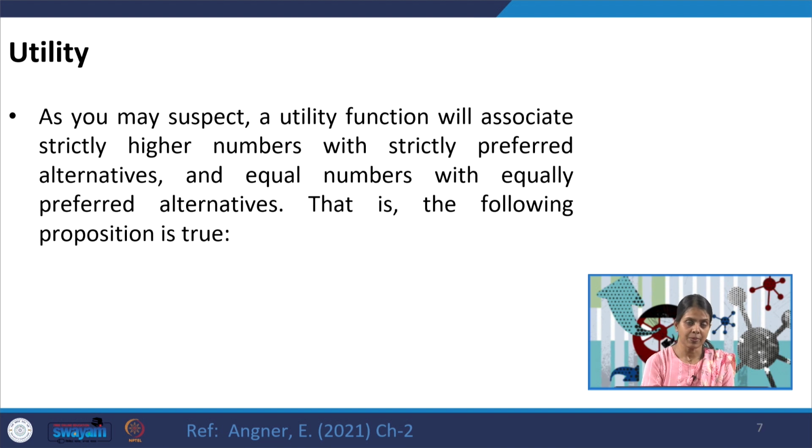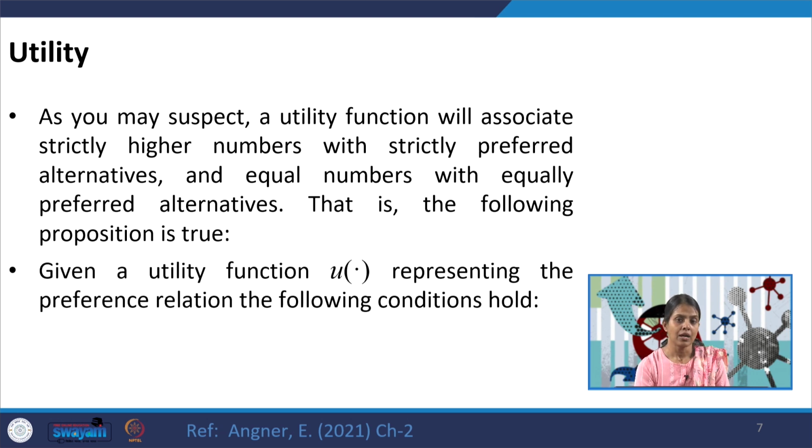As you may suspect, a utility function will associate strictly higher numbers with strictly preferred alternatives and equal numbers with equally preferred alternatives. That is, the following proposition is true: given a utility function u(.), this is how functions are written when we are not specifying something, u(.) representing the preference relation, the following conditions hold.